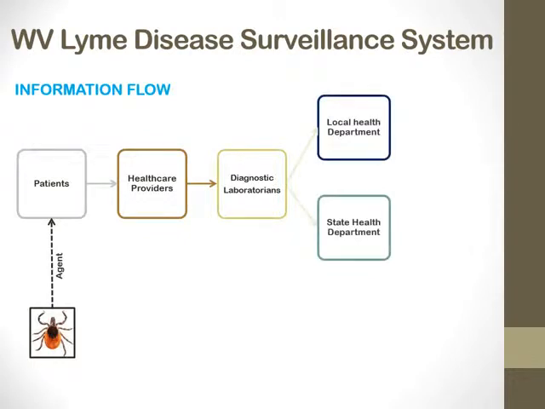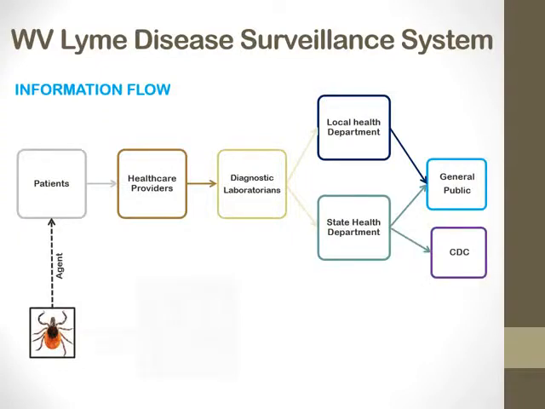Laboratorians send positive results to the local health department and state health department so that public health can initiate case investigations. Once investigations are complete, the cases are assigned a case status, and surveillance information is disseminated to the general public. CDC uses compiled data from states to share national surveillance data.